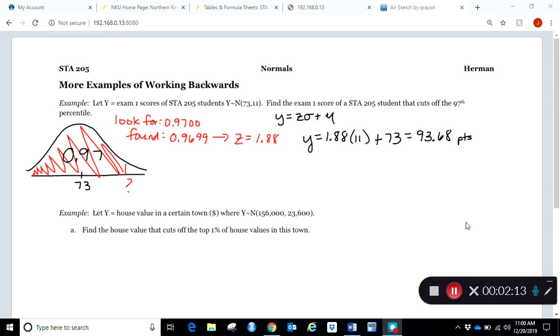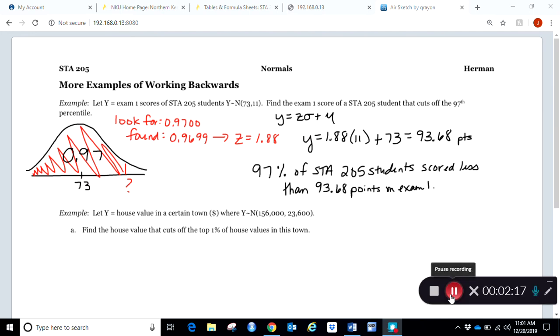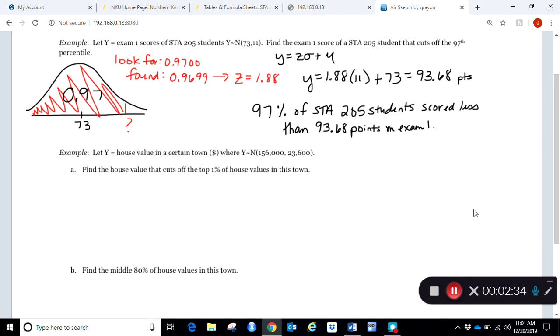The last thing we want to do is interpret this value. So then I could say that 97% of my Stat 205 students scored less than 93.68 points on exam 1, because that 97% is below or less than that value. Go ahead and try the next question on your own.